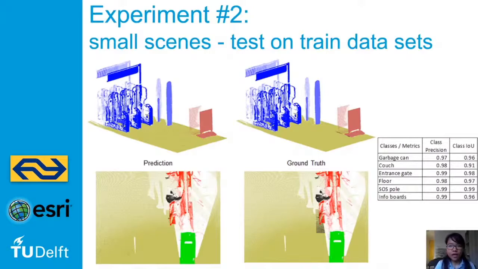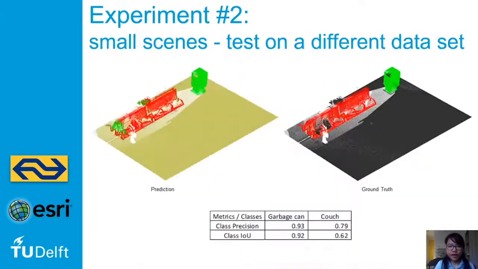And from this training, we apply the trained model to a different dataset outside our training data. Here we can see that some parts of the couch are classified as garbage can. Meanwhile, the floor and the garbage can itself are correctly classified. Notice that we have an unlabeled floor in the ground truth here.